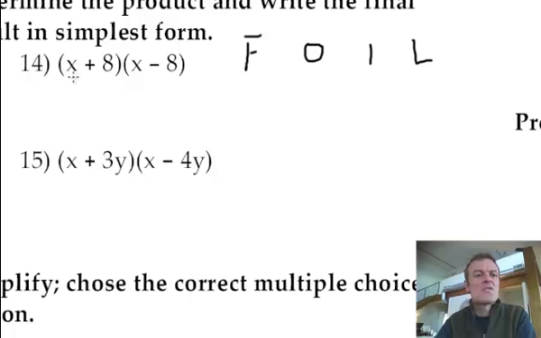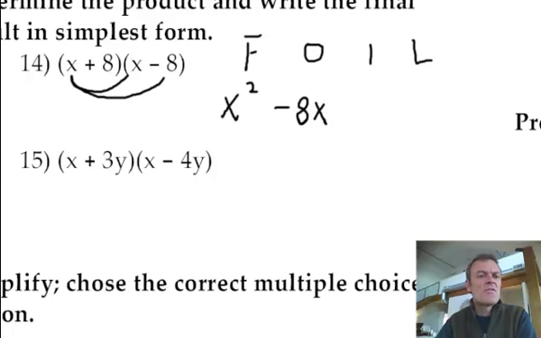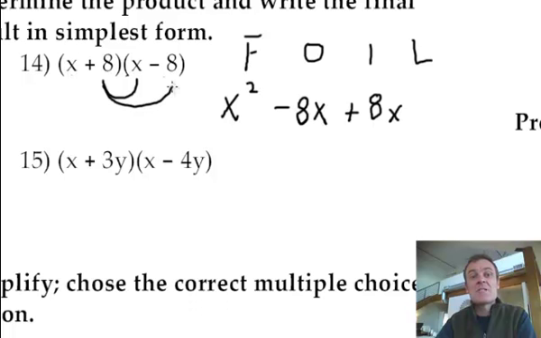The first two is x times x, which is always x squared. The outer is the outer 2: negative 8 times x is negative 8x. So I've done the first and the outer. Let's erase these. Let's do the inner 2. That's positive 8x. And then the last, 8 times negative 8, careful, negative 64.